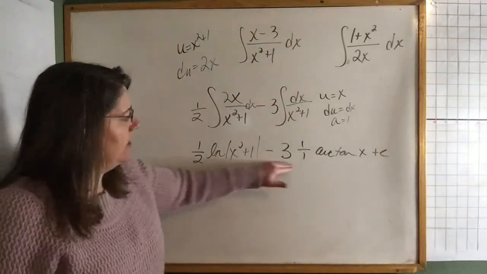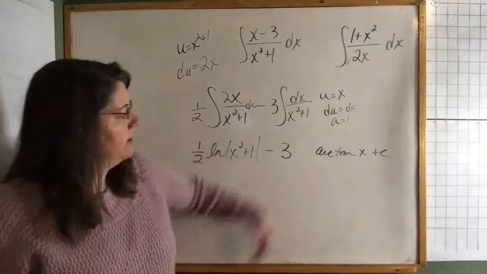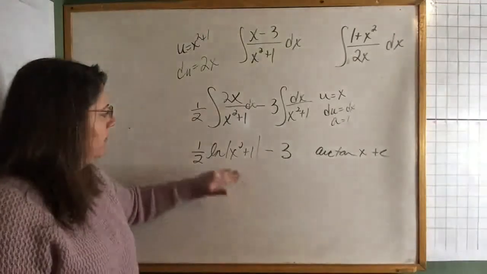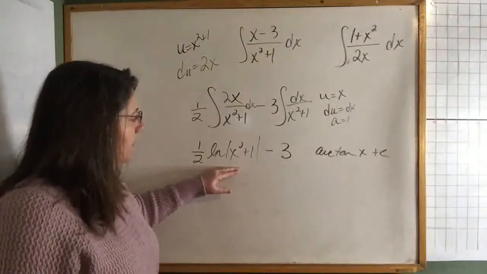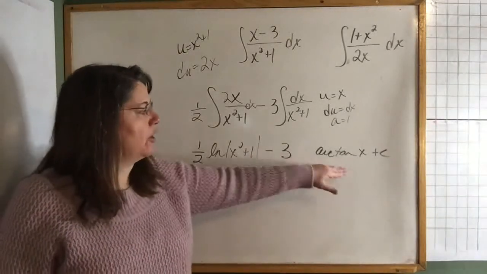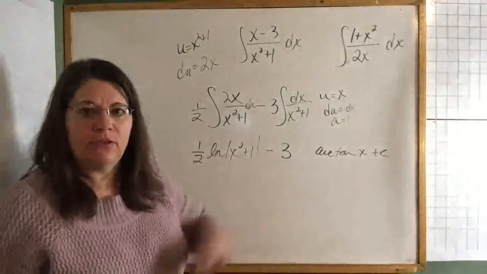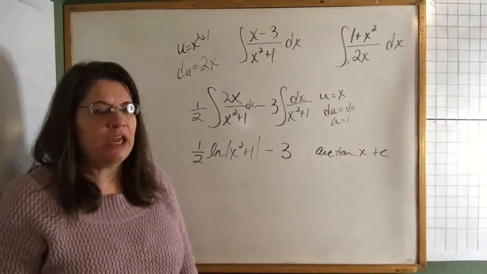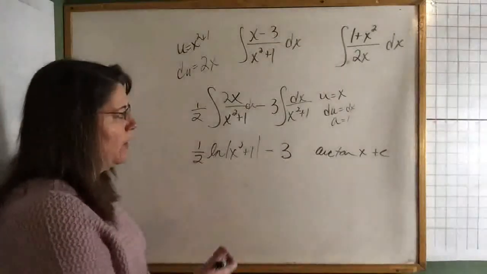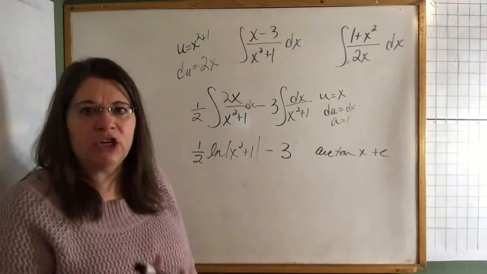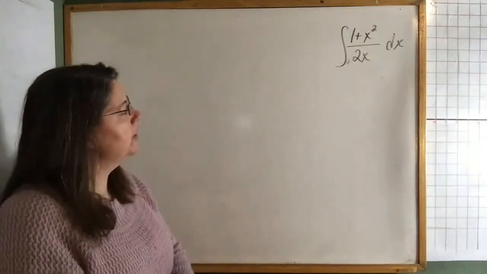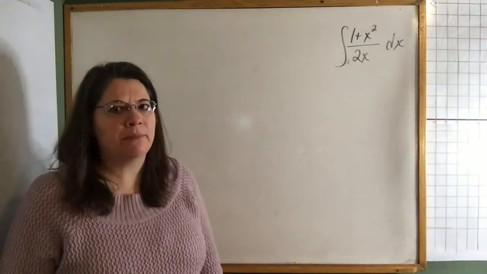So right here, that 3 times 1 over 1 is just 3. So we have 1/2 the natural log of the absolute value of x squared plus 1 minus 3 times arctangent x plus c. So you see how they could manipulate your equations so that you have some of those inverse trig functions built into the problems. For the third one, I'm going to rewrite this problem.